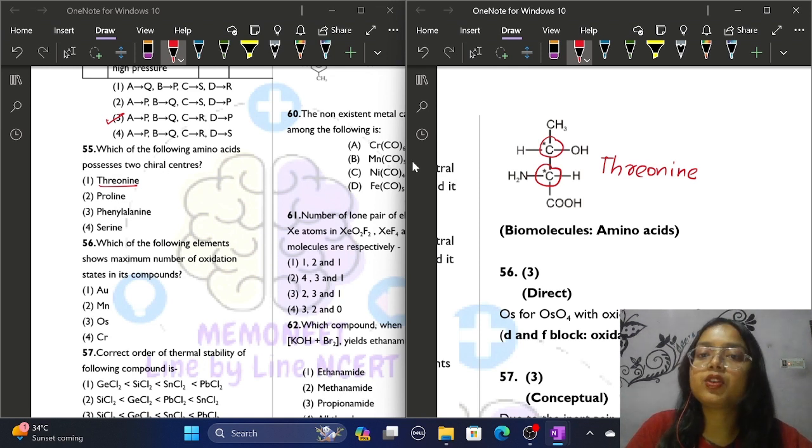Why is it chiral? Because four different groups are attached to this carbon, and if we draw the mirror image, they both will be non-superimposable. So they both possess two chiral centers. So the first option is the only correct one, so no need to see the next options.